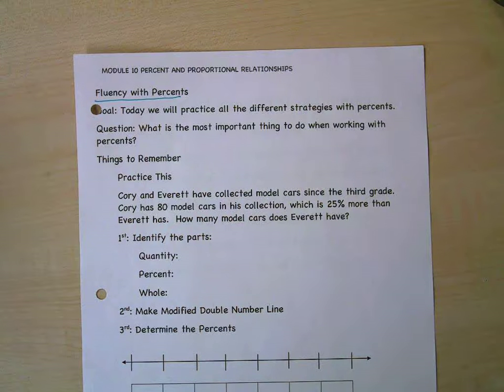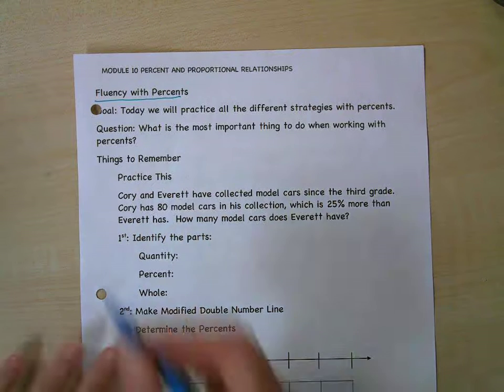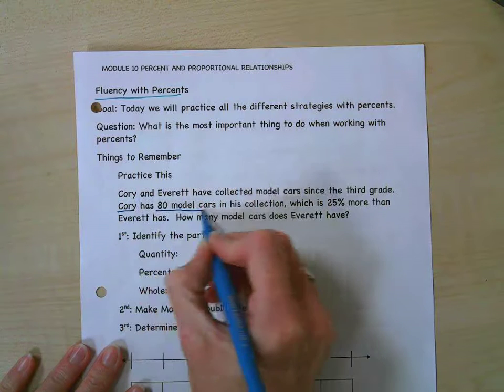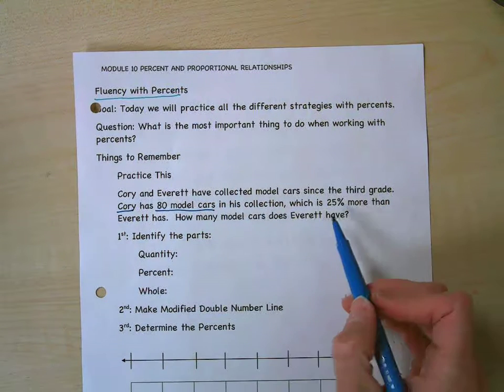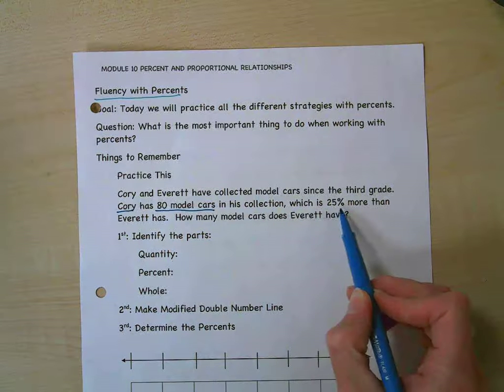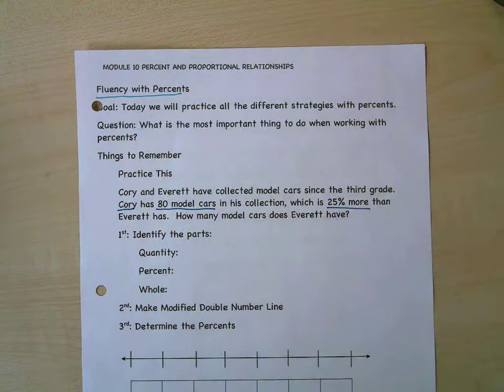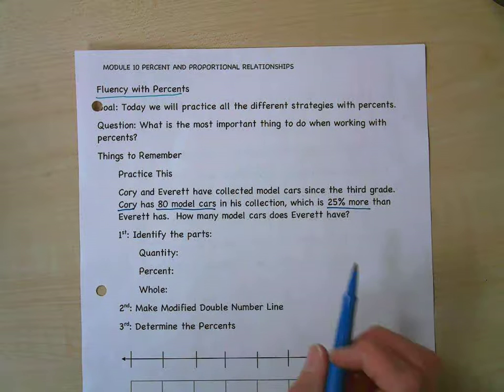Corey and Everett have collected model cars since the third grade. Corey has 80 model cars in his collection, which is 25% more than Everett has. How many model cars does Everett have? So it says right here that Corey has 80 model cars in his collection. So I'm going to make note of that. Corey has 80 model cars. All right, then it goes on to say, which is 25% more than Everett. How many model cars does Everett have?